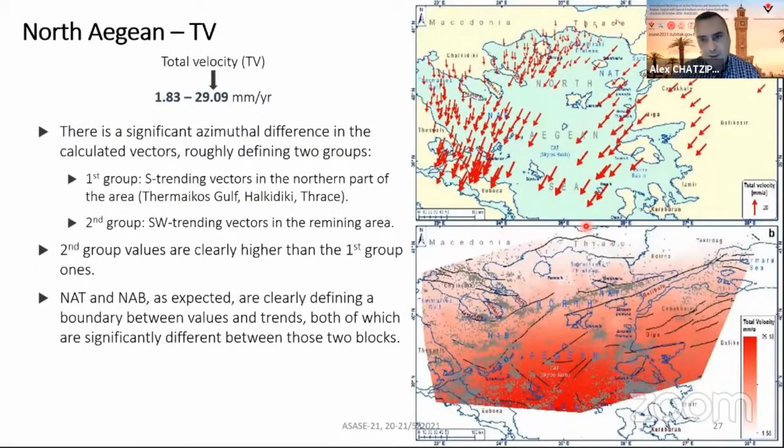And the total velocity again shows a quite interesting result. The area south of the North Anatolian Fault is, as expected, moving with larger velocities. However, there is significant movement again from north to south in northern Aegean, and there is an area north of the North Anatolian Fault where there is again southwestward movement, with all the uncertainties because this is the sea.